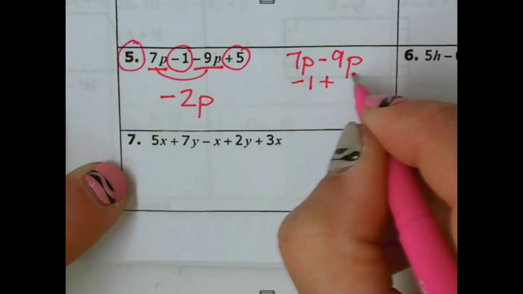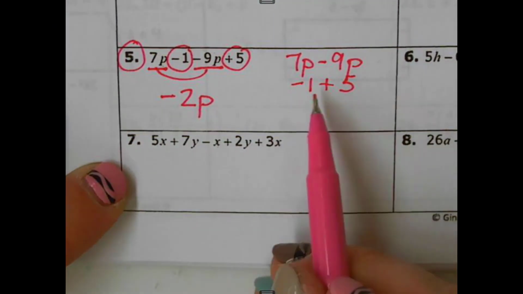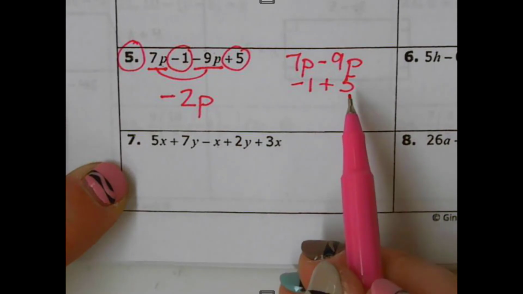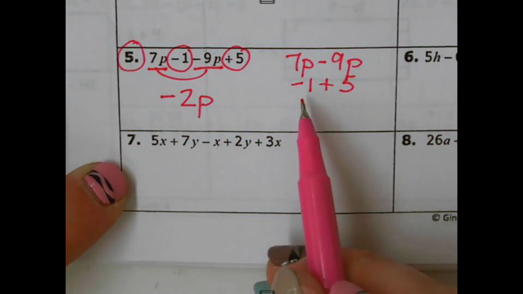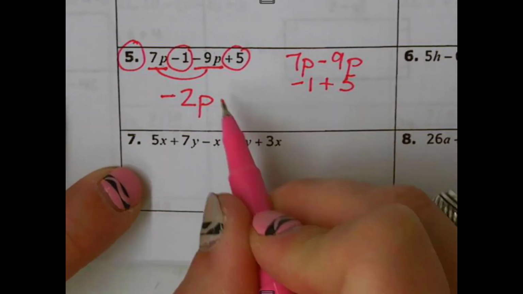Negative 1 plus 5. I know some of you could just go ahead and do that in your head. I'm thinking, oh, I have way more positive than I have negative. Those are opposites. I'm going to subtract them. I have positive 4.